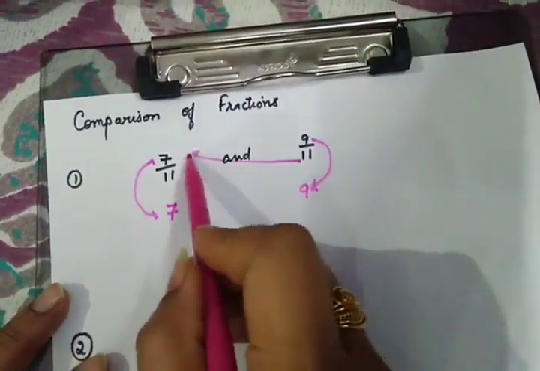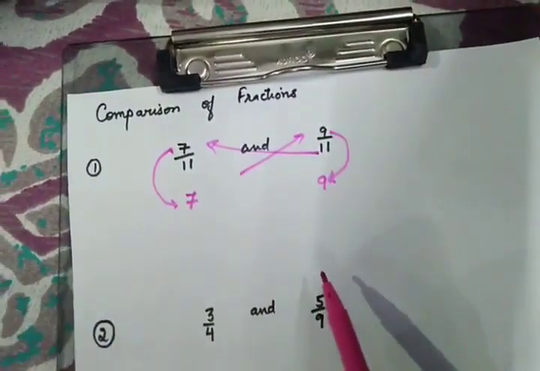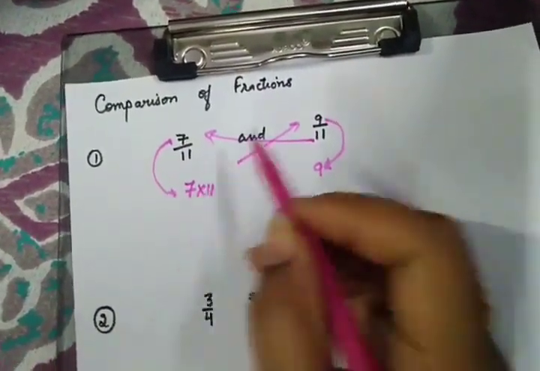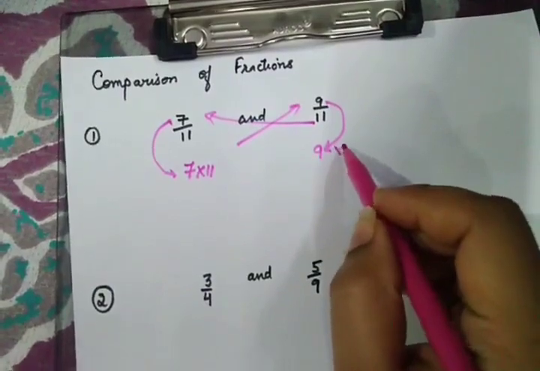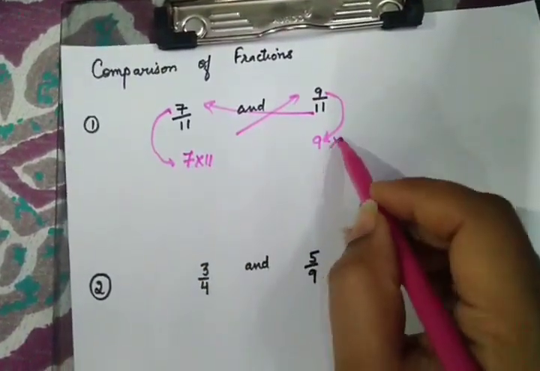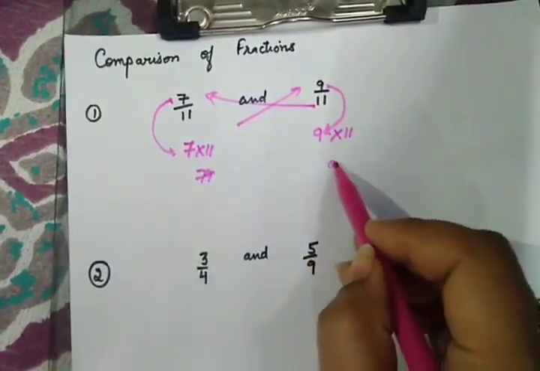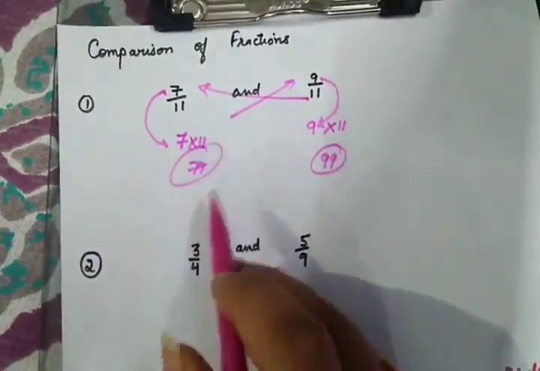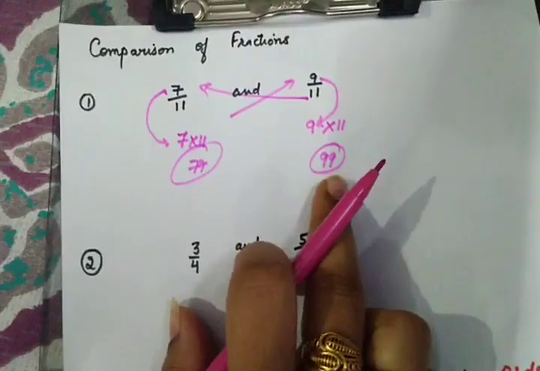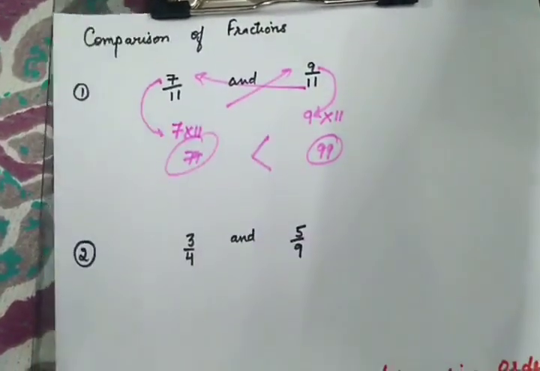And send the denominators in cross format. So 9 will be multiplied by 11 and 7 will be multiplied by 11. Here the result is 77, here the result is 99. You can easily see which side the result is bigger, 99. So this fraction is bigger.